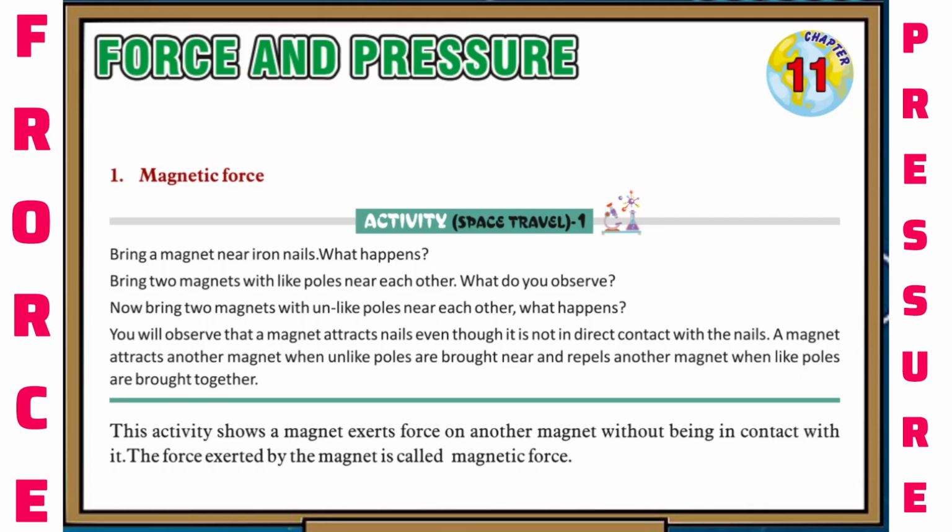A magnet attracts another magnet when unlike poles are brought near, and repels another magnet when like poles are brought together. So this activity shows a magnet exerts force on another magnet without being in contact with it. The force exerted by the magnet is called magnetic force.